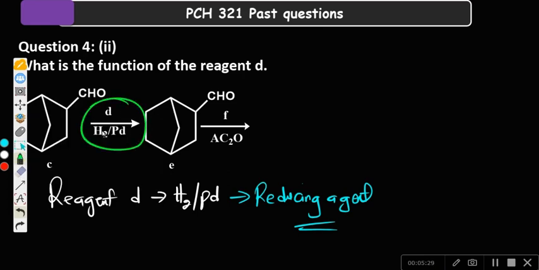And this is what they are asking you. This D here, what is the function? It's a reducing agent. And that is the answer to that particular question. All right, let's see the next one.